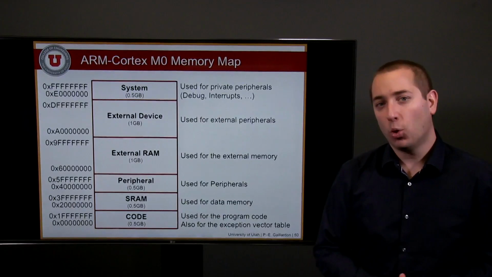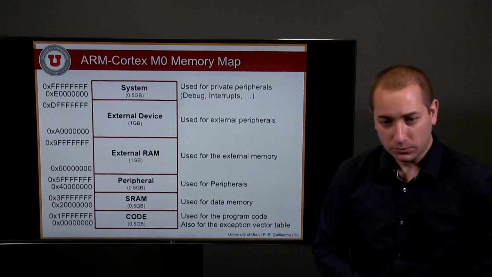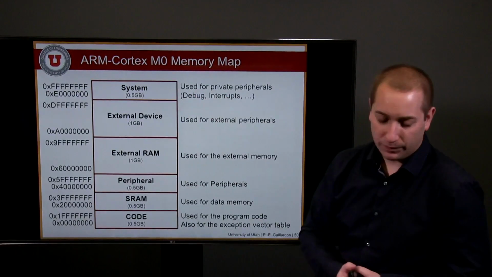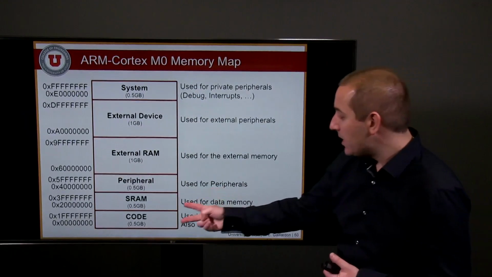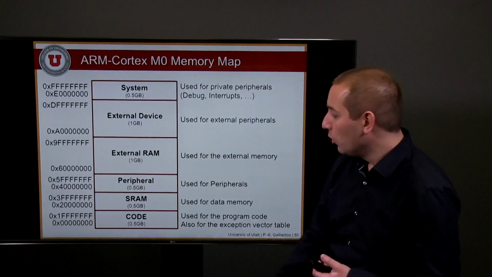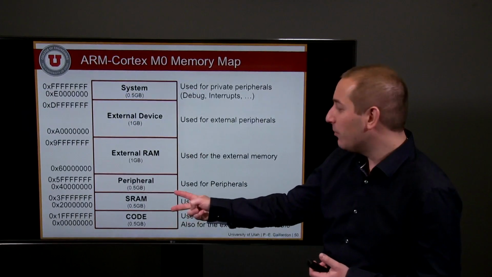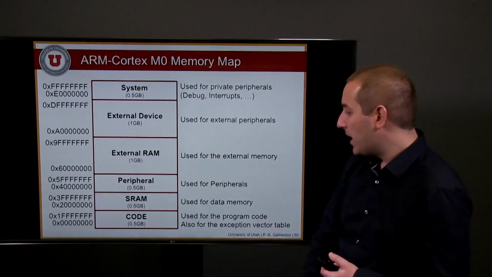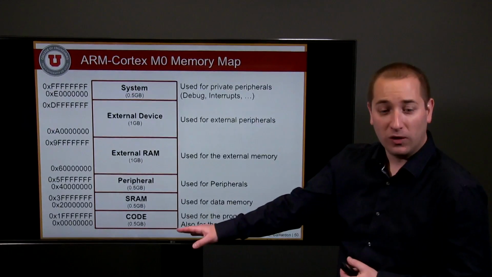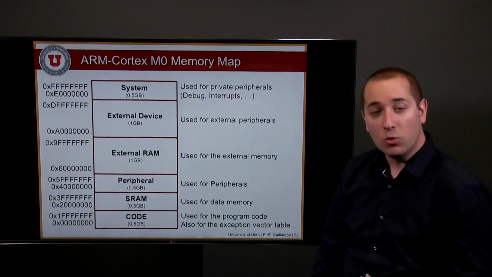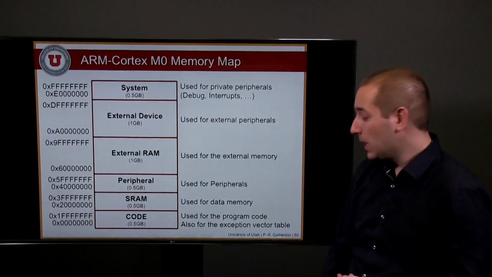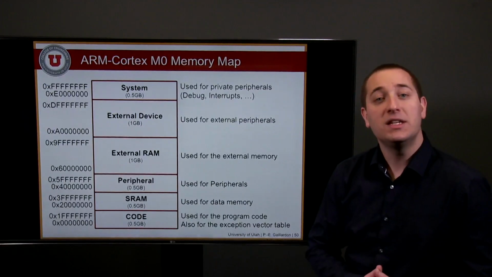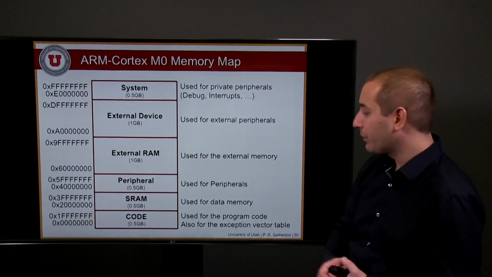Here is the ARM Cortex-M0 memory map. So you can see the entire 4 GB memory space, and it's organized into chunks of 0.5 GB and 1 GB. At the bottom of the memory space, you will find the code space. This code space is used to store program code, as well as the exception vector table we'll cover in detail when we talk about interrupts.